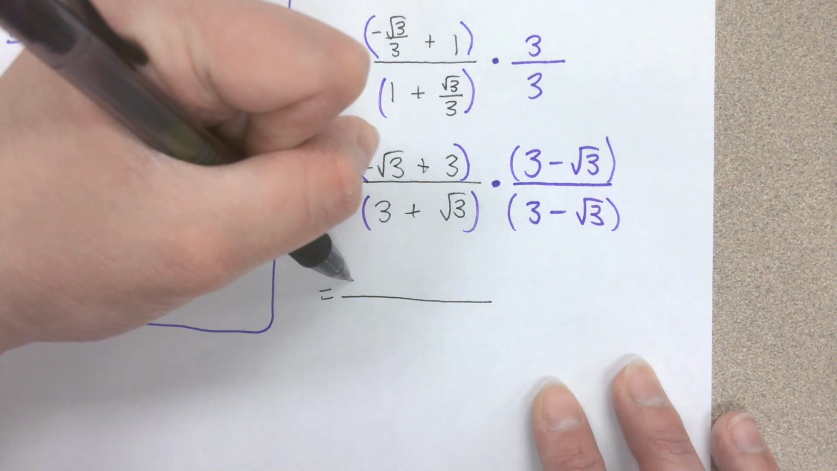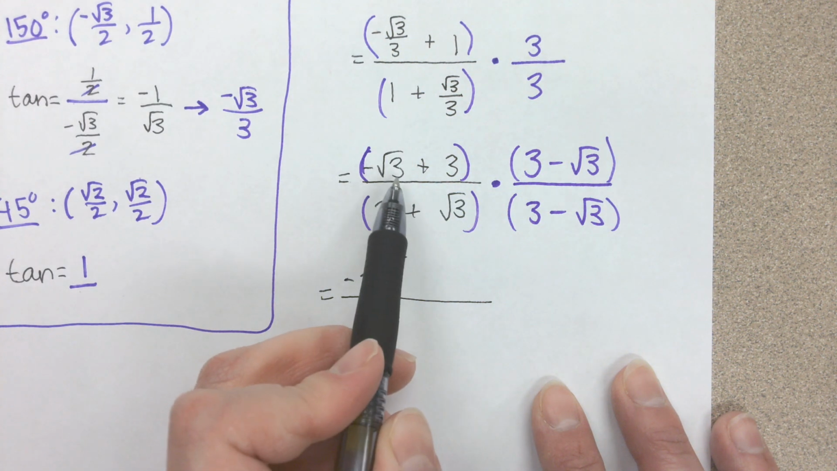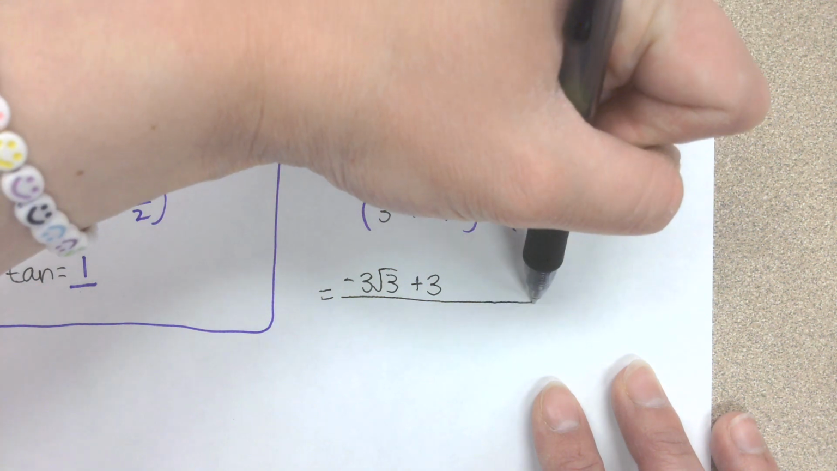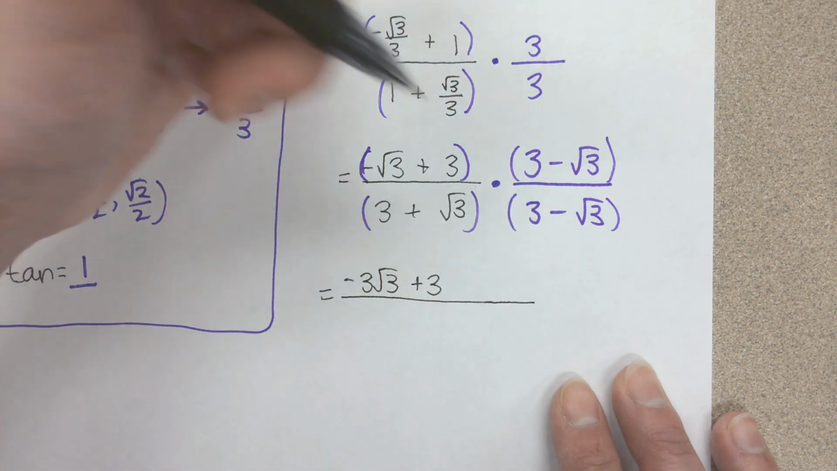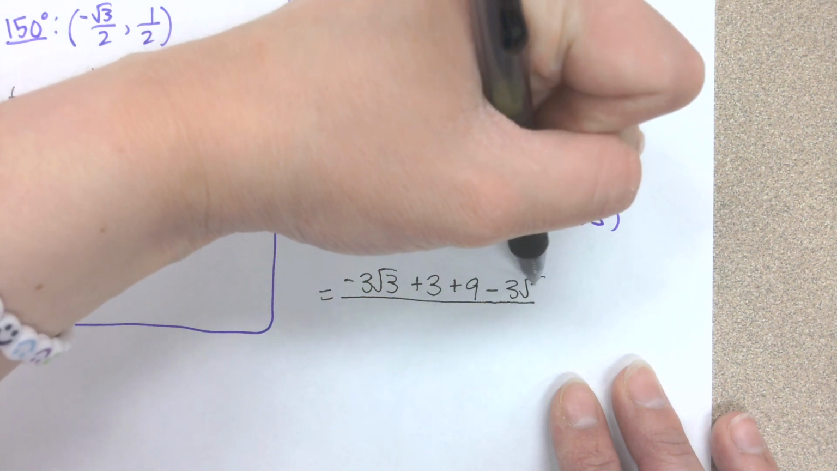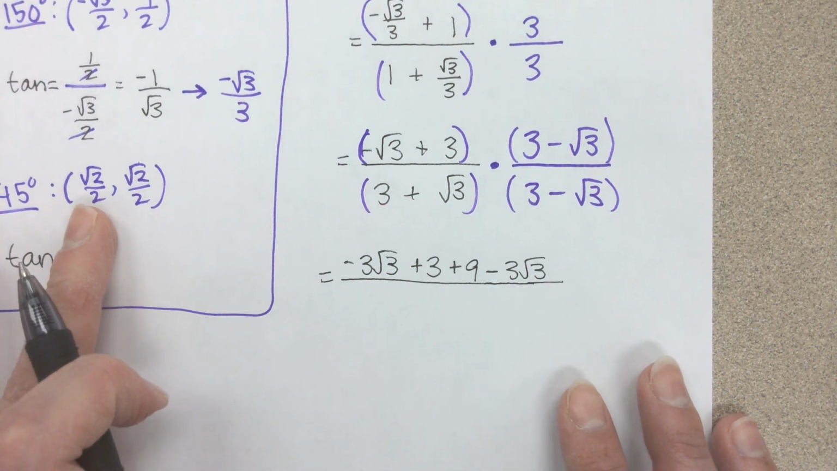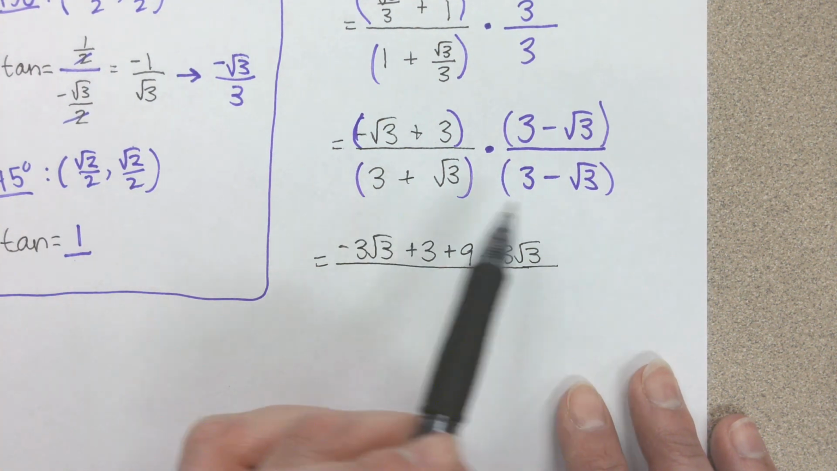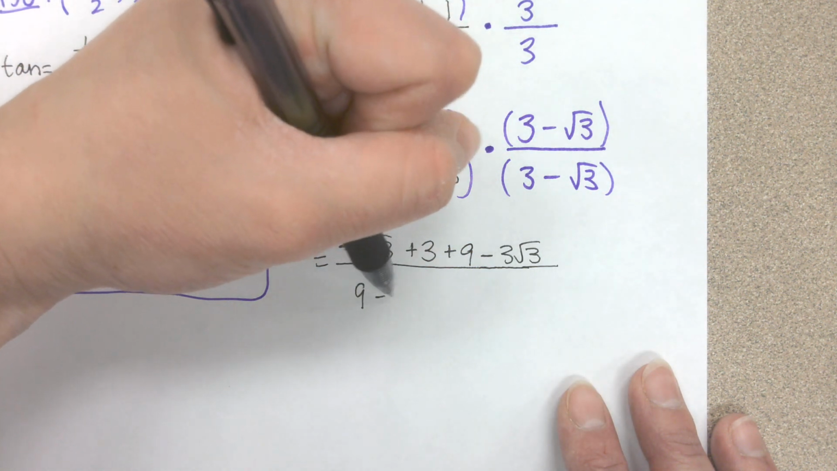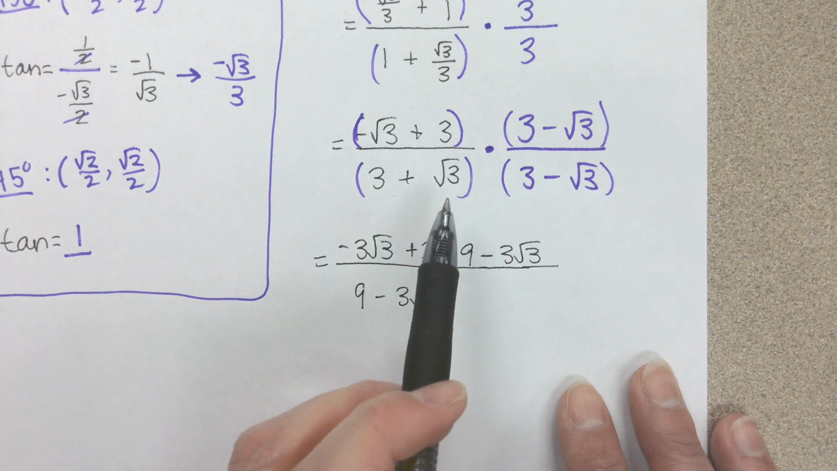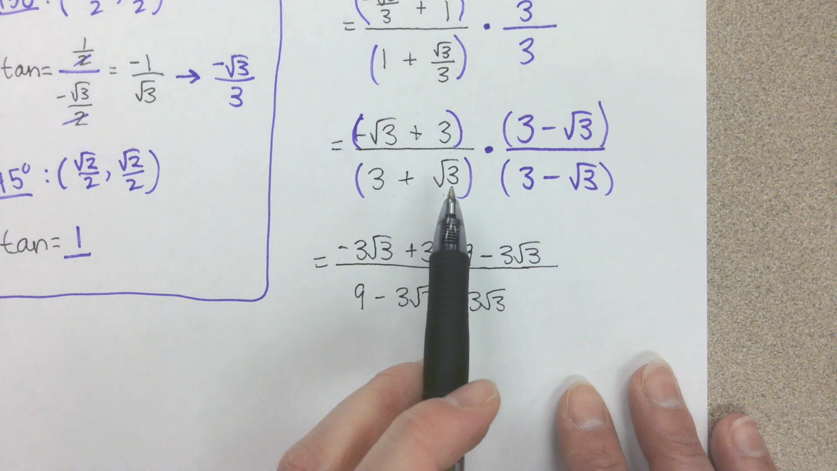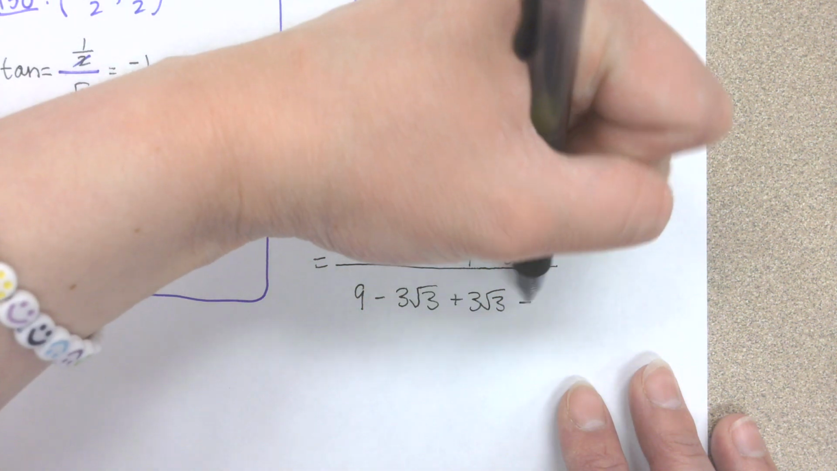Negative rad 3 times 3, that's negative 3 rad 3. Negative rad 3 times negative rad 3, that is positive 3. 3 times 3 is 9, so plus 9. 3 times negative rad 3, that is negative 3 rad 3. On the bottom, 3 times 3 is 9. 3 times negative rad 3 is negative 3 rad 3. Rad 3 times 3, that's positive 3 rad 3. And then rad 3 times negative rad 3 is negative 3.